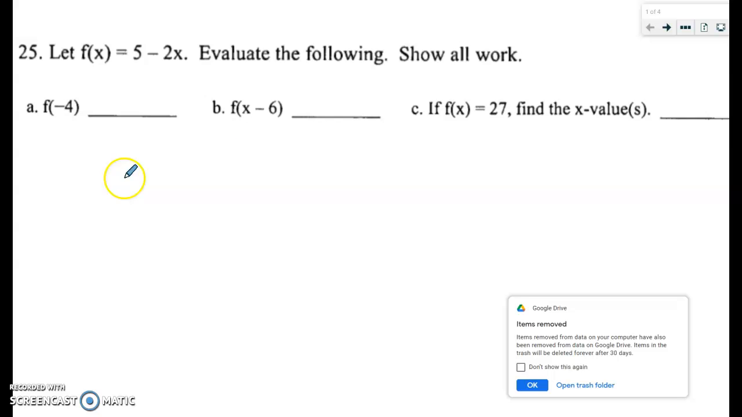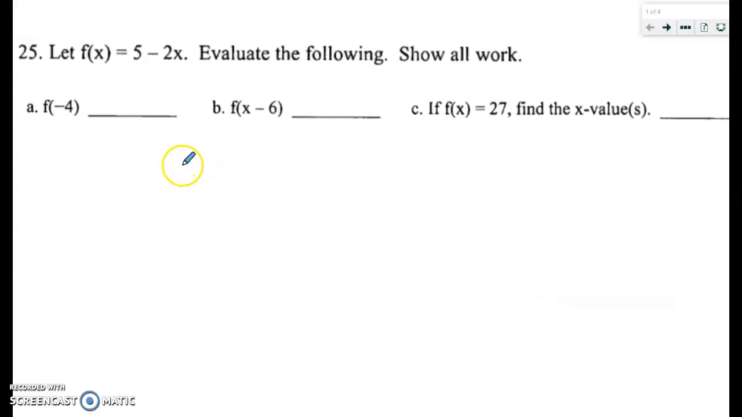I just wanted to share a couple videos with you guys, or just a couple seconds of some questions people were asking about the review, and just to give you an idea of what we're going to do here. So this is number 25 on the review. We're asked to find out what f of negative 4 is. Most of you guys, nobody's really asked a question about this, but this is the same idea of what we're looking at with b.